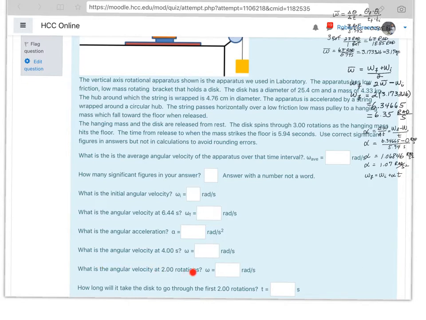And what is the angular velocity after 2 rotations? So that's 2/3 of the 3 rotations, but remember it's accelerating, so it's going to go fast in the last rotation. So you might be surprised at the answer to this. And then we want to get, how long does it take the disk to go through the first 2 rotations? In other words, it takes 5.94 seconds to do 3. How long is it going to take to do 2? So go ahead and try to do as much of that as you can. Pause the video and then come back.